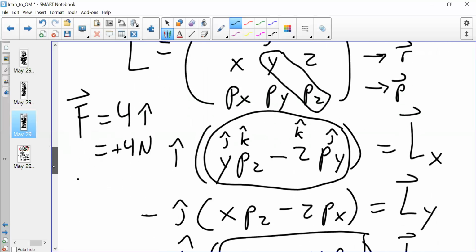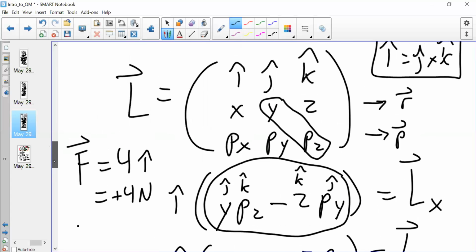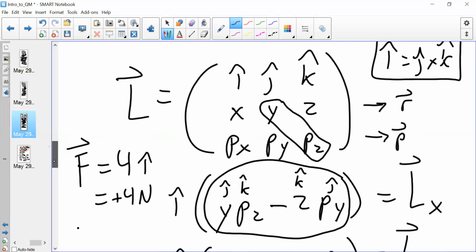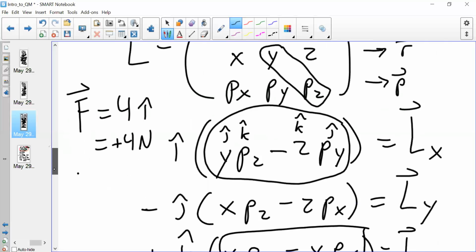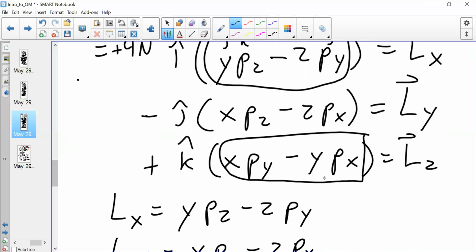So when we do the cross product for Ly, it's going to be minus j-hat. We're going to hold the j-hat column fixed, and we're going to cross i to k. So we're going to do x pz minus z px. See, x pz minus z px, and that gives me my Ly. And then likewise for Lz, this is one of the most interesting for us.